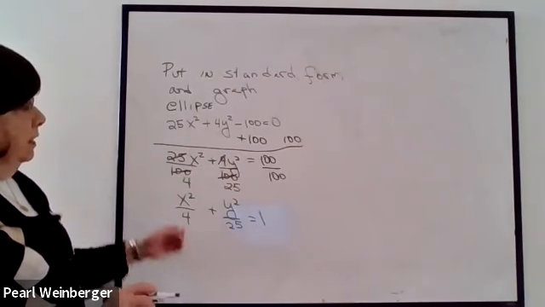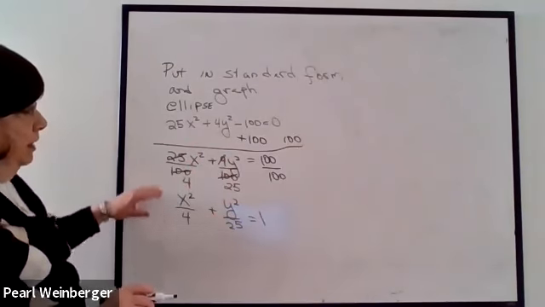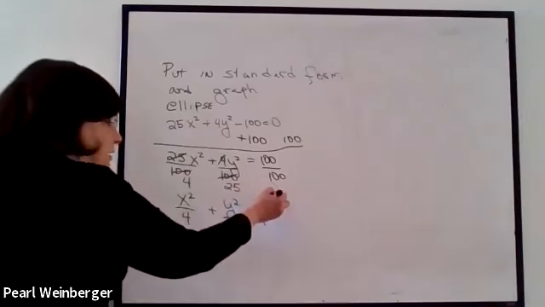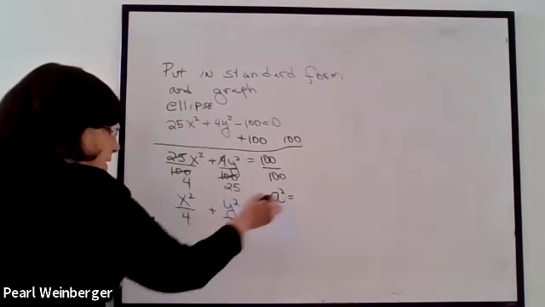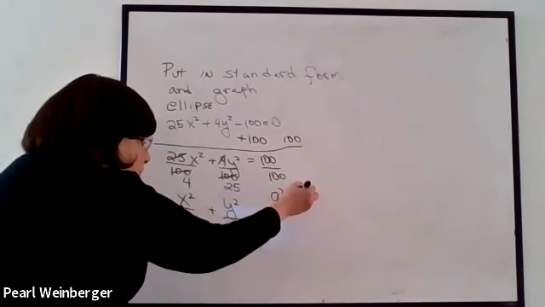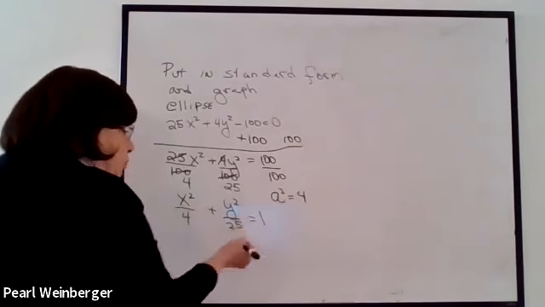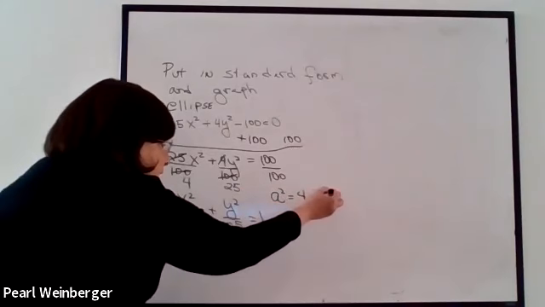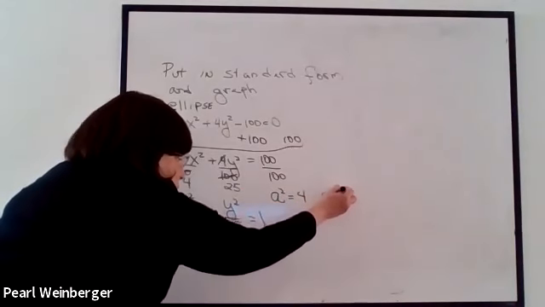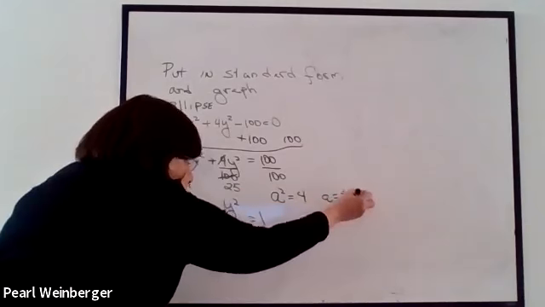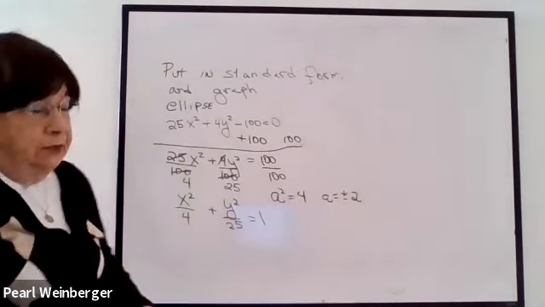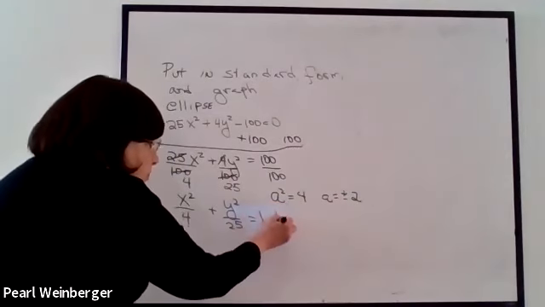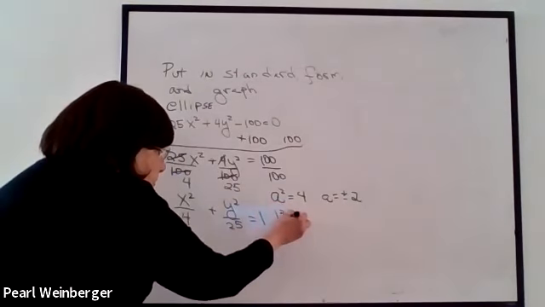In this case, the a squared, the number underneath the x squared, is always called a squared. The a squared is 4, which means my a will either be plus or minus 2. Remember, the a gives us the x-intercepts. The b squared is the number underneath the y squared.